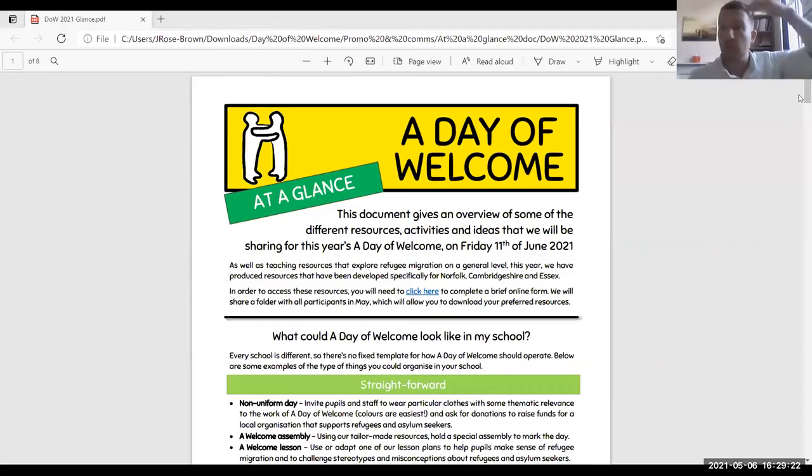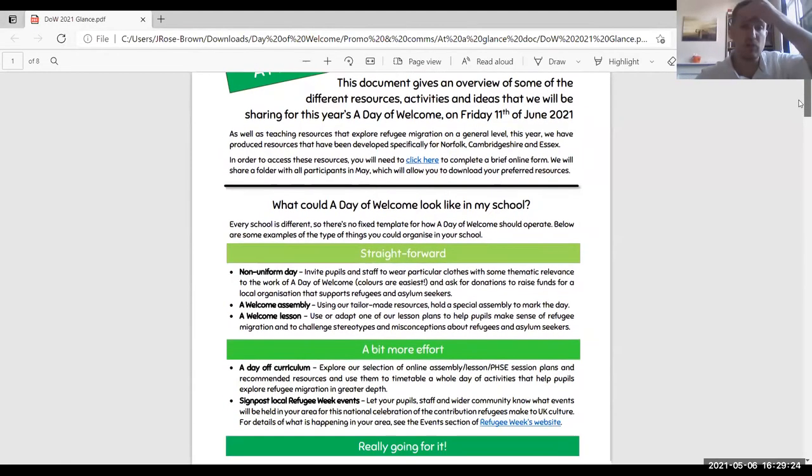So actually, I'm just going to share with you the teacher's guide because I've only got a few minutes. I think that's the best way to give a brief taste of what this involves. I'm going to share my screen. Which one am I sharing? That one there. Okay. This teacher's guide just gives a brief overview of the resources that we are offering this year to schools and some ideas of what it might look like.